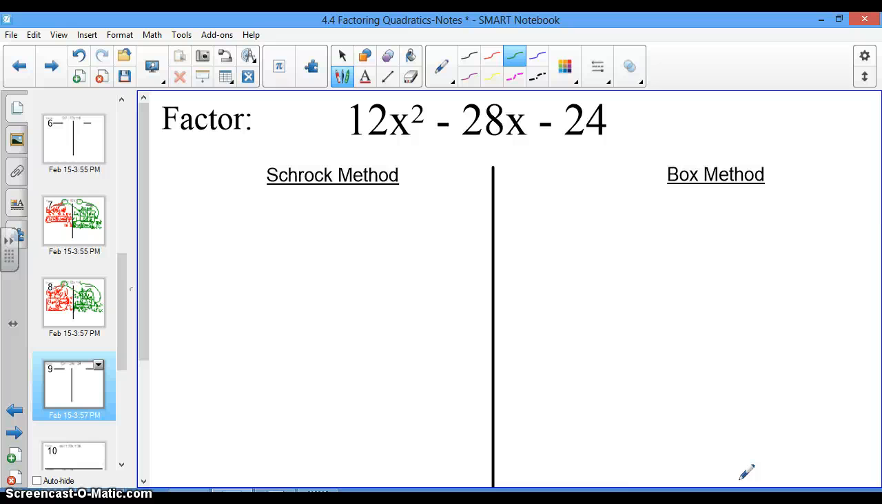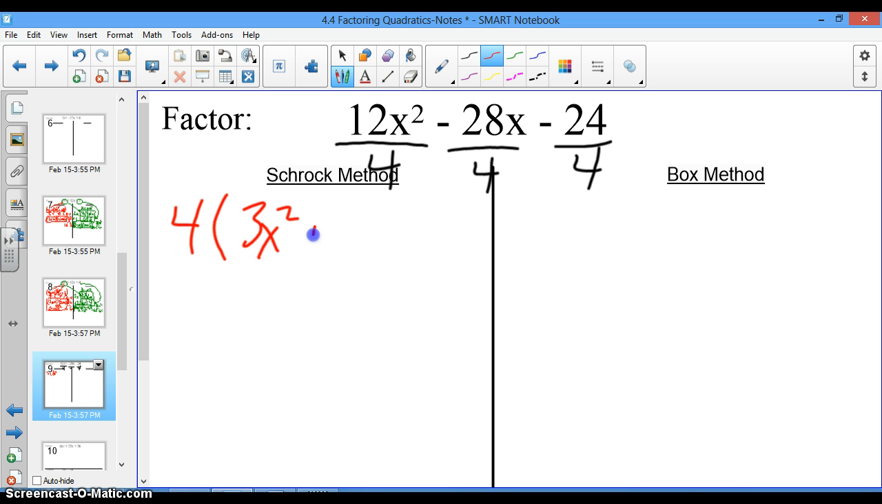All right, GCF. That's the same step for each one, so I'm going to factor each one of these by a 4 because that's a GCF. So 4, parentheses, 3x squared minus 7x minus 6. Same thing for box method.